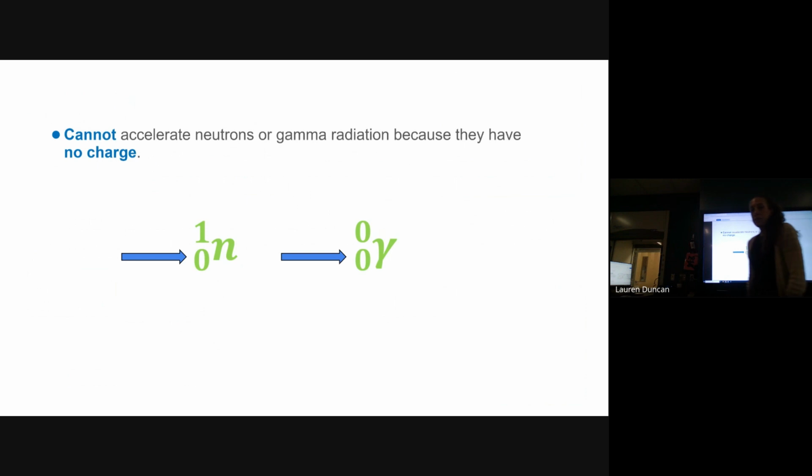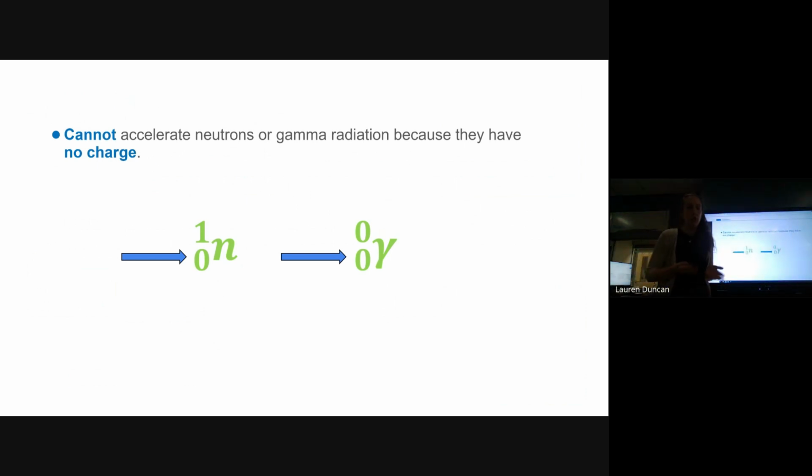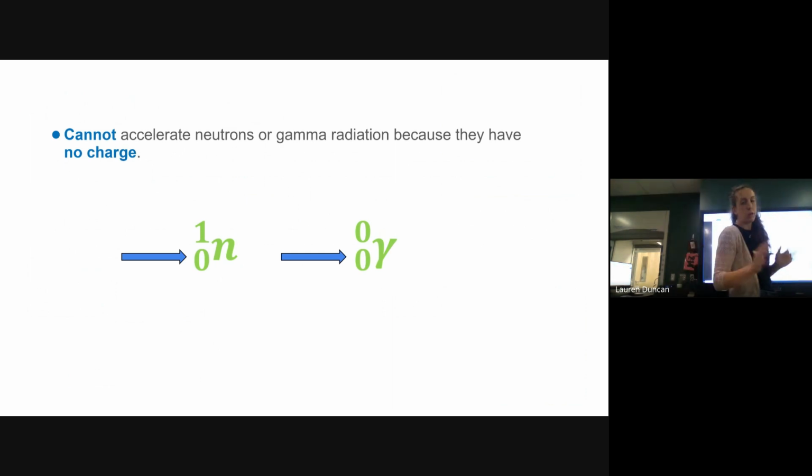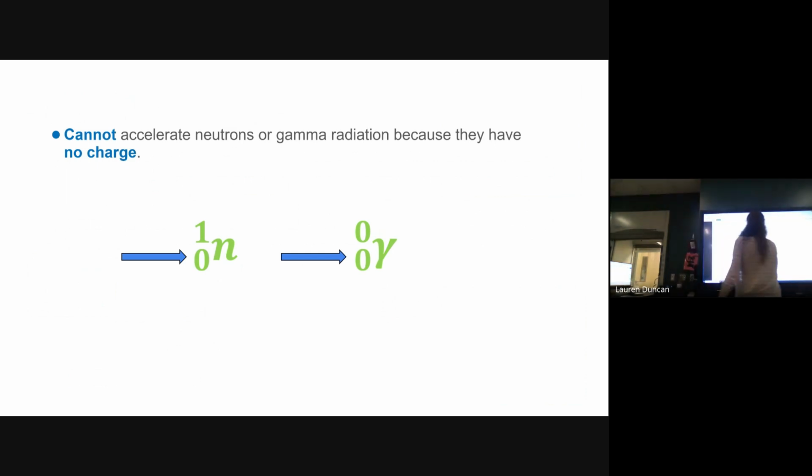So we cannot accelerate particles without a charge in particle accelerators. We'll talk about how we use neutrons in nuclear reactors, but we can't accelerate a neutron or gamma radiation, really any kind of energy, in a particle accelerator. Why? These particles don't have a charge. They will not respond to electric and magnetic fields.